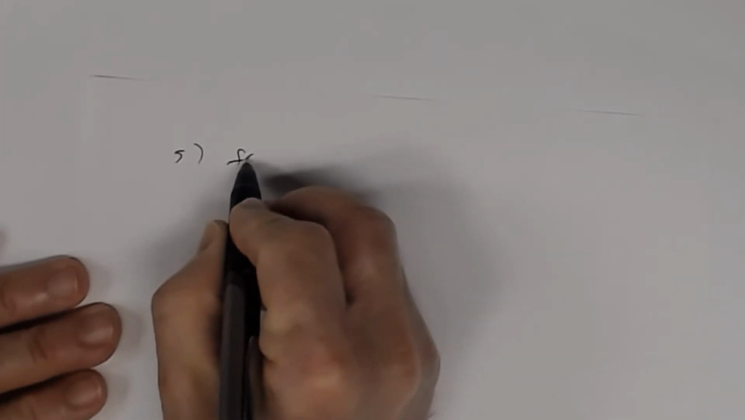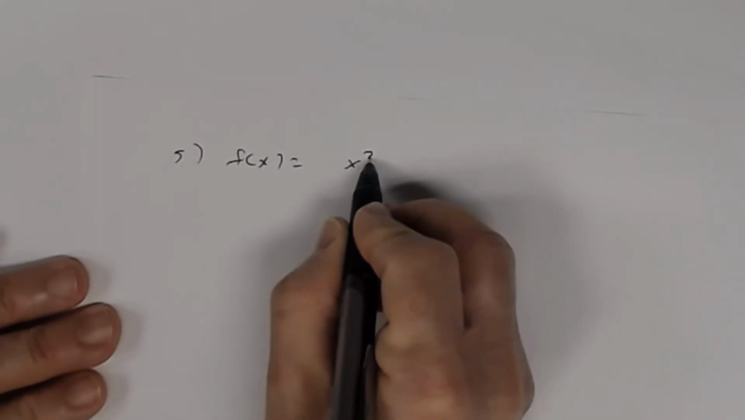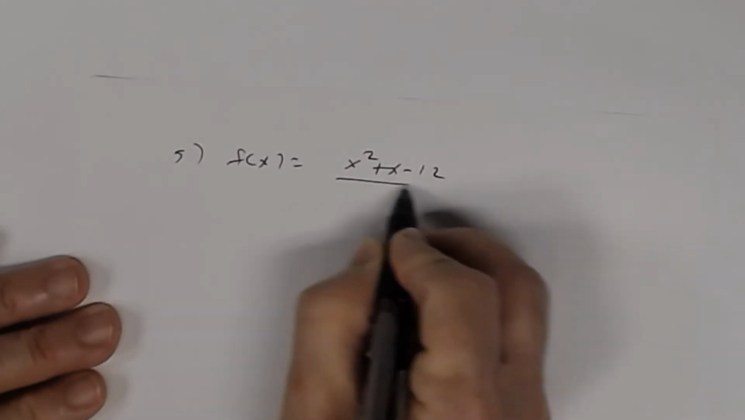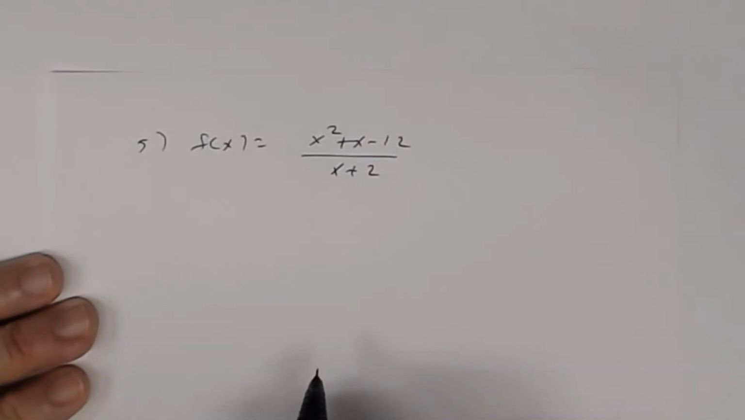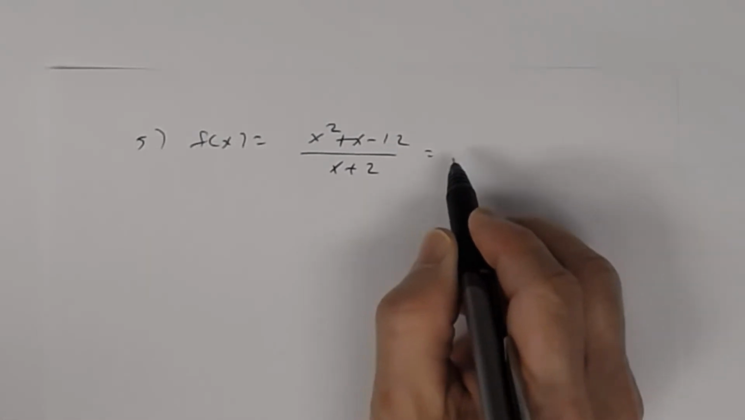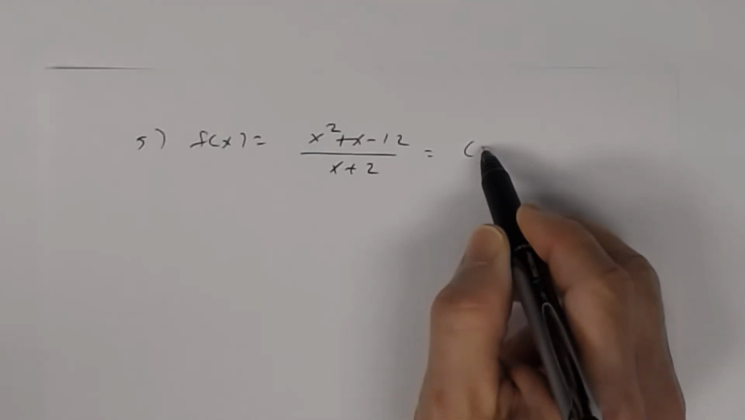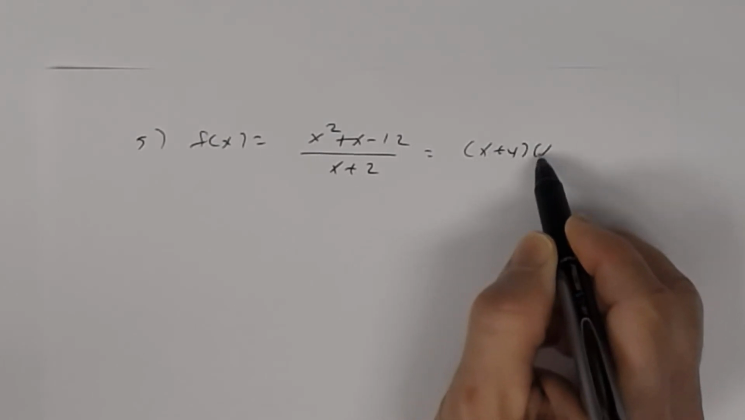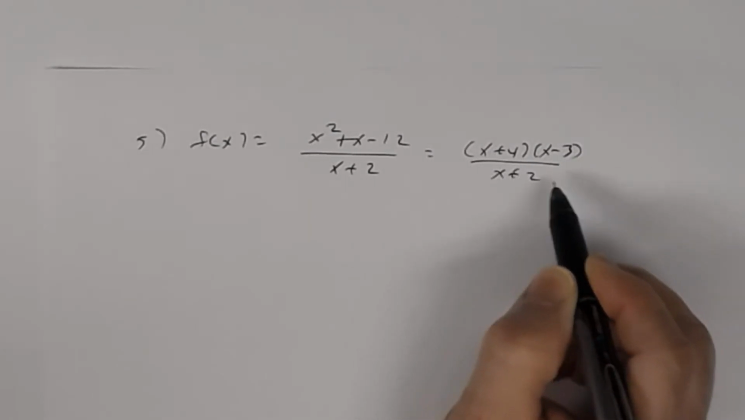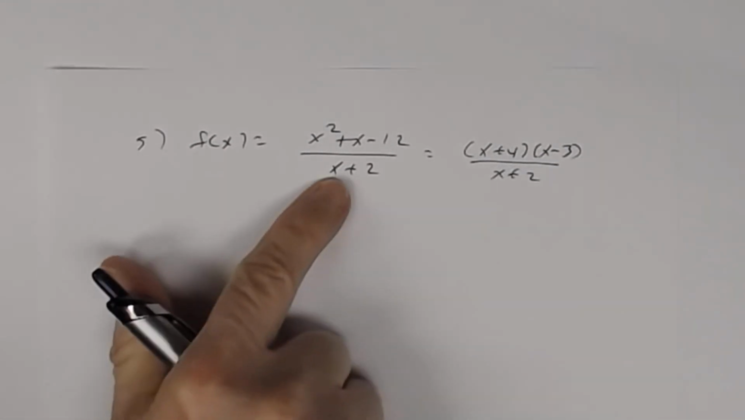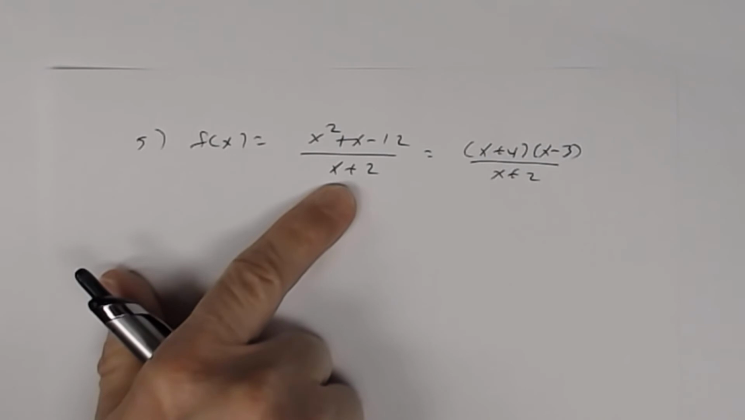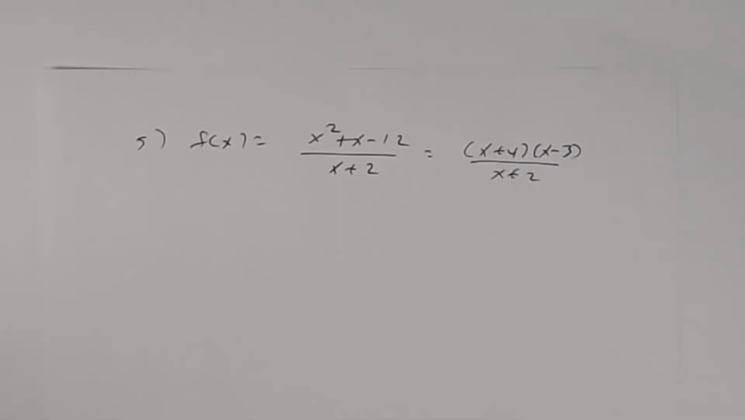Number 5, we have f of x is equal to x squared plus x minus 12 divided by x plus 2. All right, so let's find the domain. Well, first of all, let's go ahead and factor this, see if I can reduce anything. The numerator is factorable. The numerator is x plus 4, x minus 3, and then divide by x plus 2. So nothing's reducible, right? So whatever restriction I get is going to be a vertical asymptote since I didn't reduce anything.